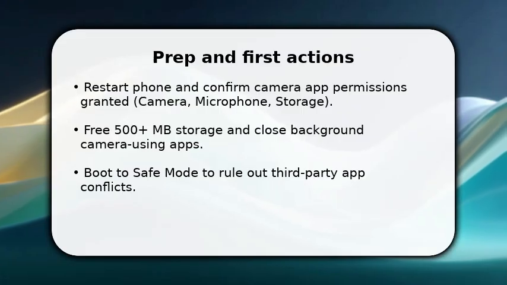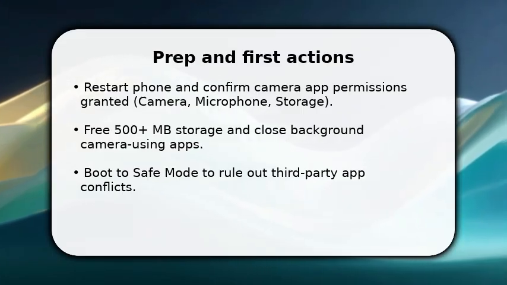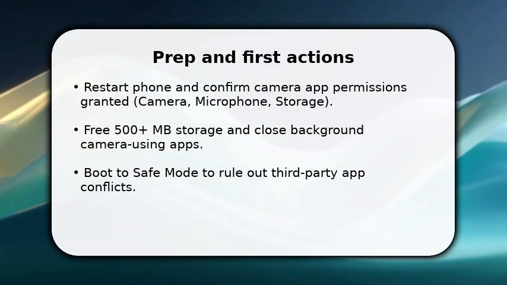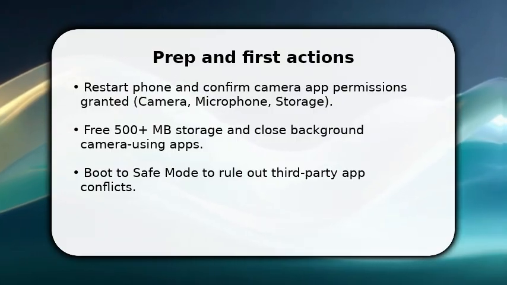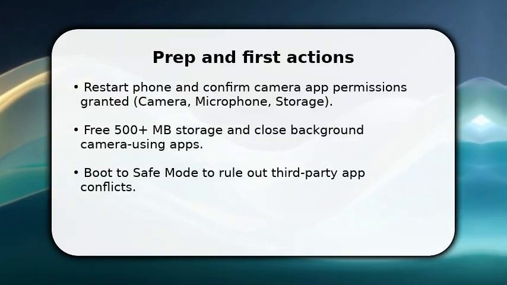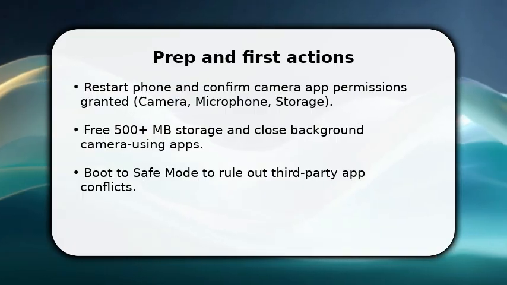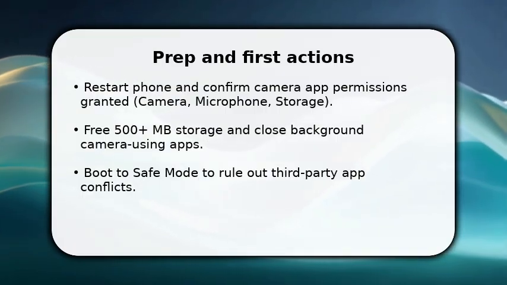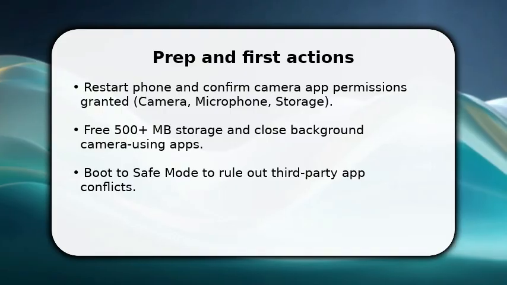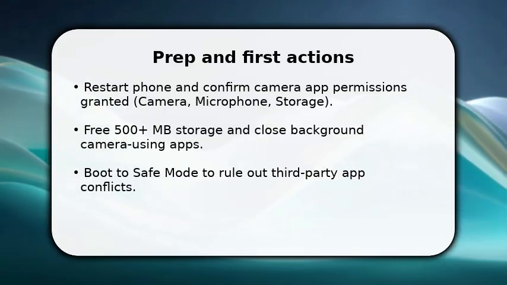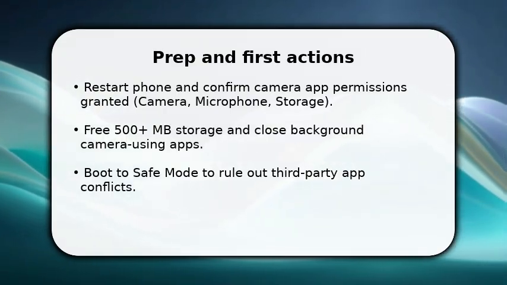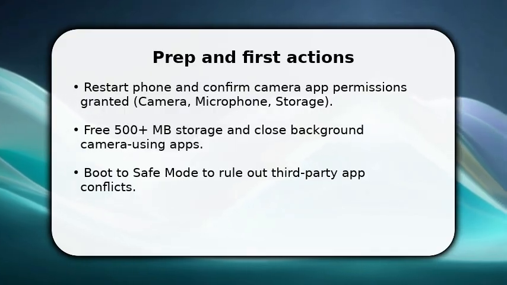You start by taking direct, effective steps. Restart your phone to clear transient faults, then open settings and confirm camera, microphone, and storage permissions so the app can access hardware. Once done, free at least 500 megabytes of storage and force stop any apps that may hold the camera resource, because low storage or background processes often block the sensor.